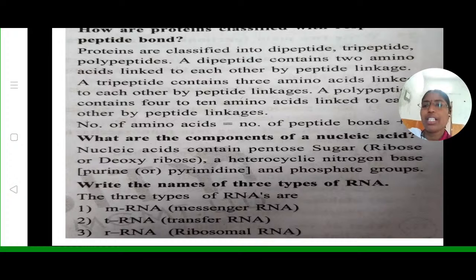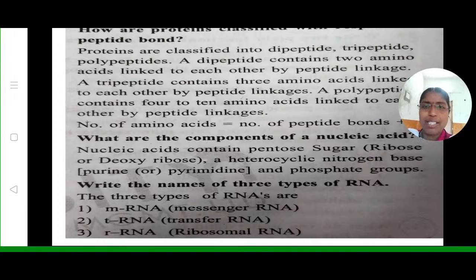Next, go to the next question. Write the names of 3 types of RNA. The first one is mRNA. mRNA means messenger RNA.